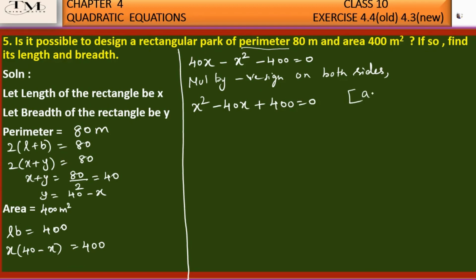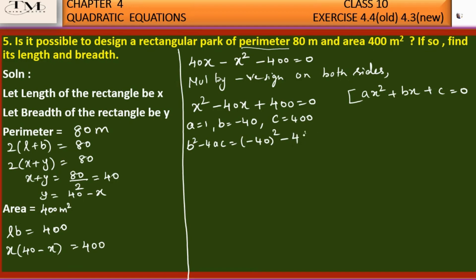So comparing with the general form, ax square plus bx plus c equal to 0, we get a is equal to 1, b is equal to minus 40, c is equal to 400. So what is b square minus 4ac? B square: b is minus 40 whole square minus 4, a is 1, c is 400. So minus 40 square is plus 40 square, which is 40 into 40, which is 1600, minus 4 into 1 into 400, 4 into 400 is 1600.